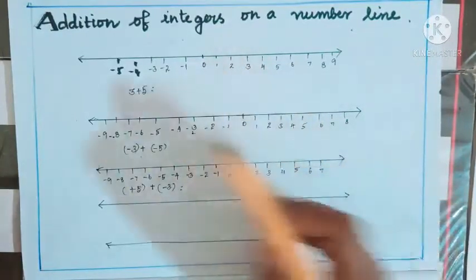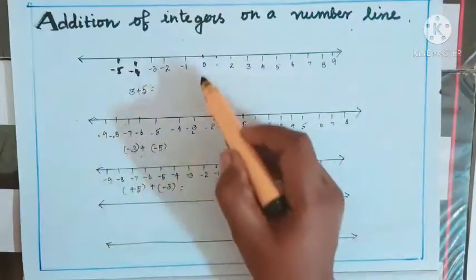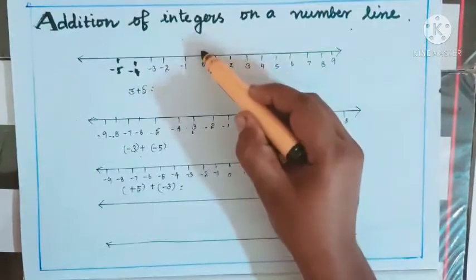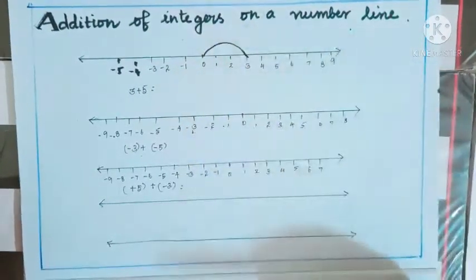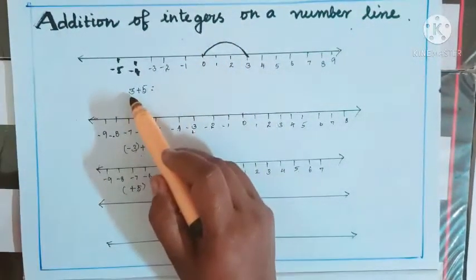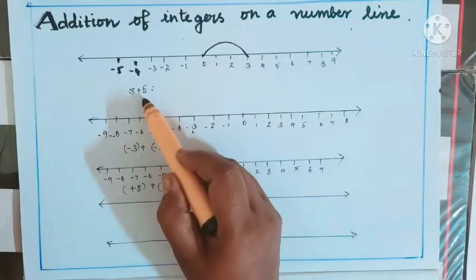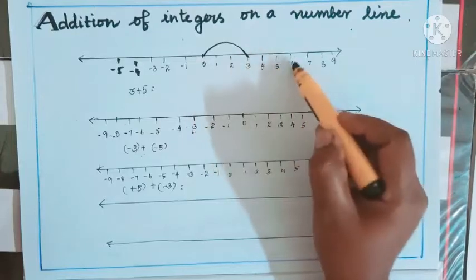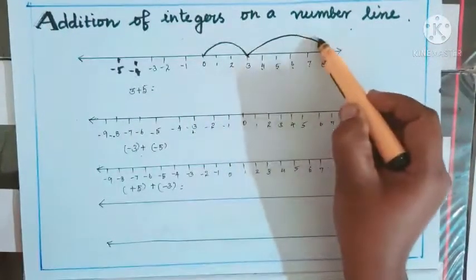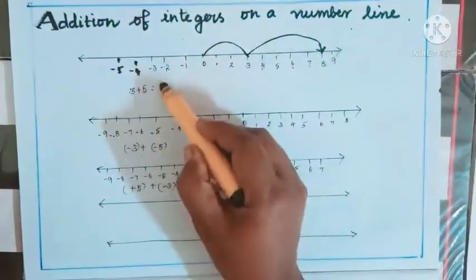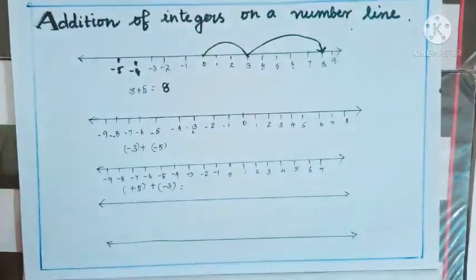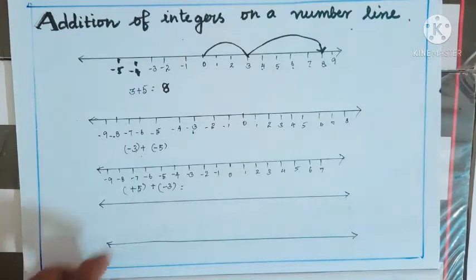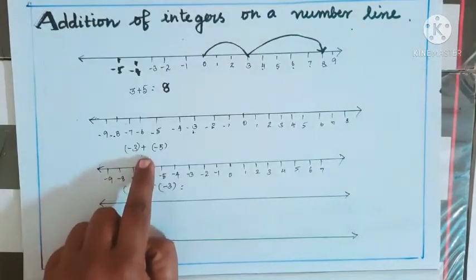Understand? So now here both are positive. So I go from 0 to 3. Then from 3 you have to add 5. So 1, 2, 3, 4, 5. So the answer is 3 plus 5 is 8. Is it clear?